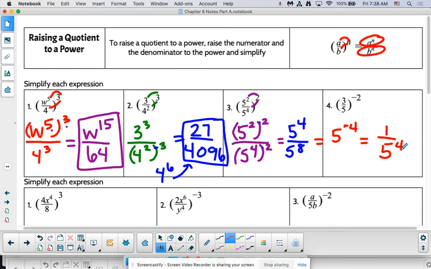And then really, you guys, we could take this one step further. What is 5 to the 4th power? 625. So really, your final answer on this one should be 1 over 625. That should be your final answer on this one.